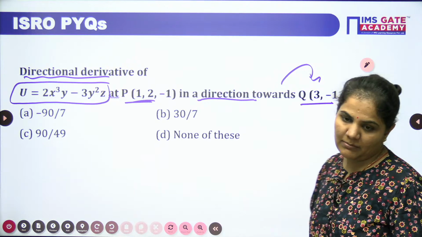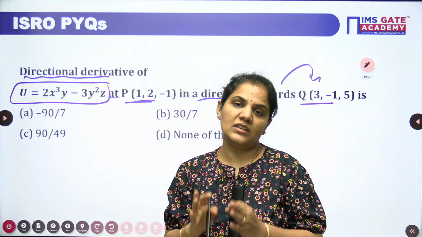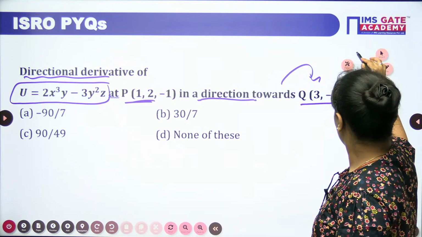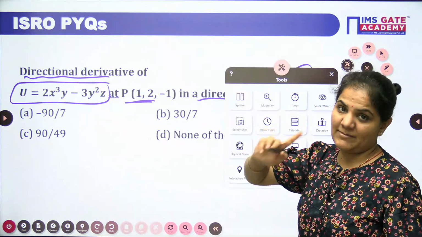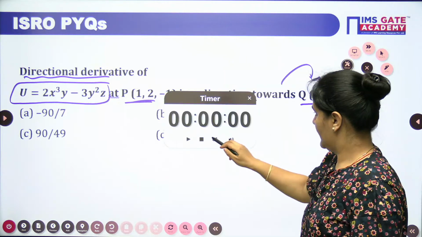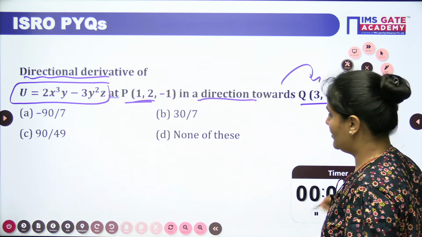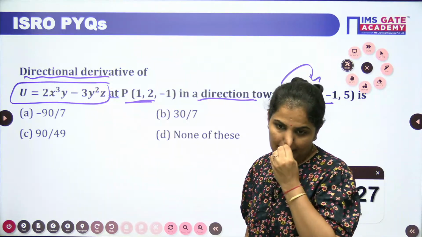And options are available for us. We can directly approach the question for the directional derivative. It is asking only the directional derivative, not the maximum value of the directional derivative. So just go for it. By basic calculation you can solve the question.